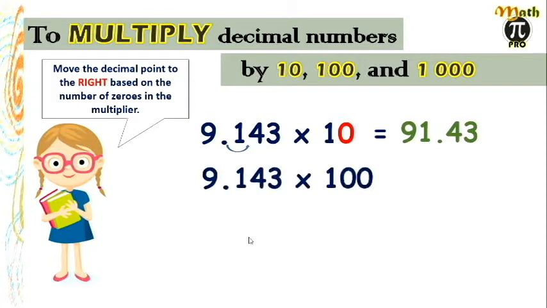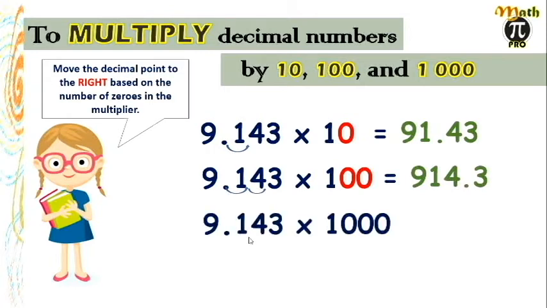And if we are multiplying the same number by 100, so this time there will be 2 zeros in our multiplier. So that means we have to move the decimal point to the right 2 times. So our product will be 914 and 3/10. And of course, if we will multiply the same number in 1000, which has 3 zeros, that means we will move the decimal point 3 places to the right. So our product is 9143. Can you see the pattern?